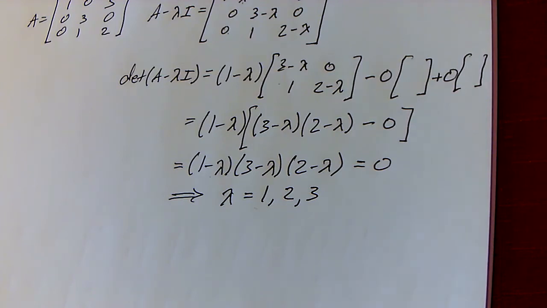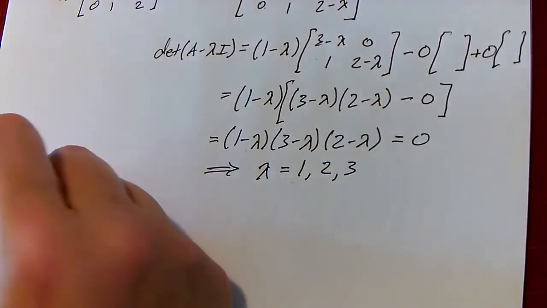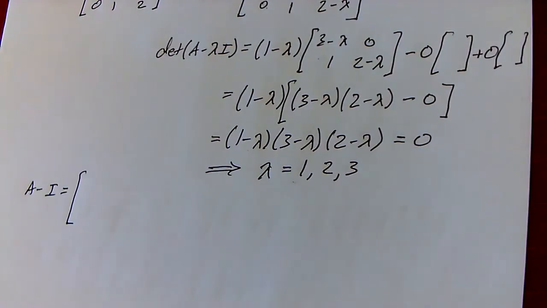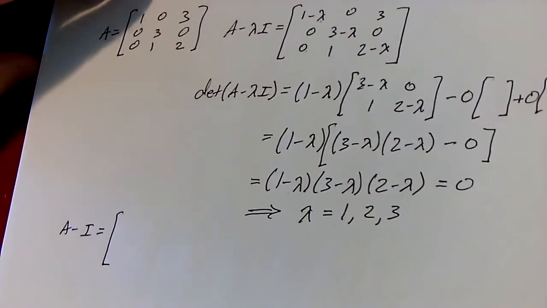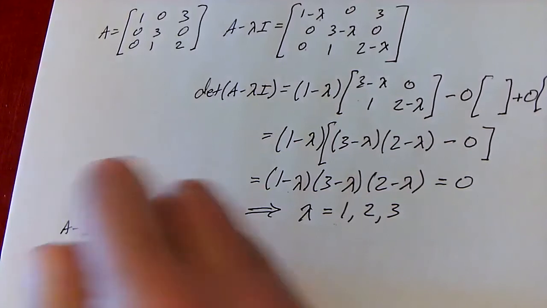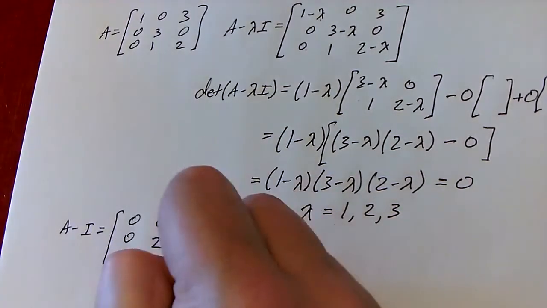All right, so let's keep going with A here and make some other observations. So I've got A minus I. I'm subtracting 1 on the diagonal. Get my camera to cooperate here. So I'm subtracting 1 on the diagonal. I've got 0, 0, 3, 0, 2, 0, and 0, 1, 1.